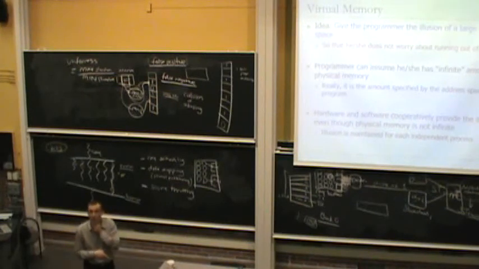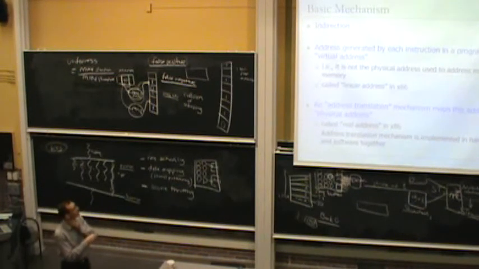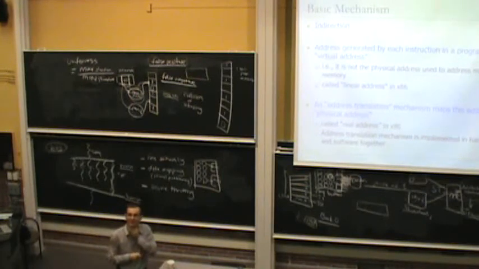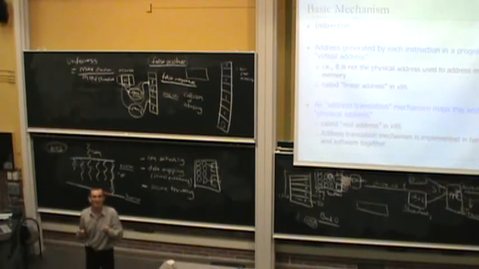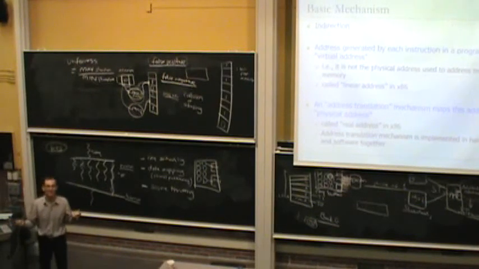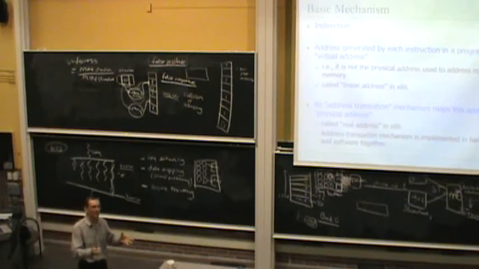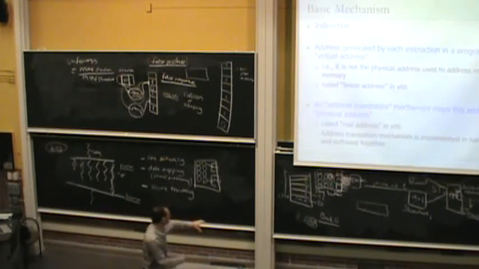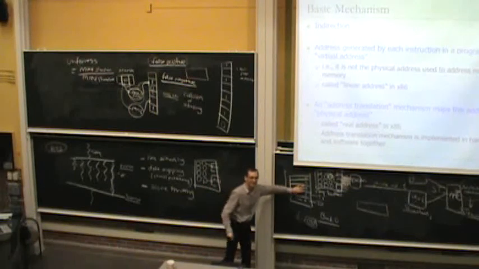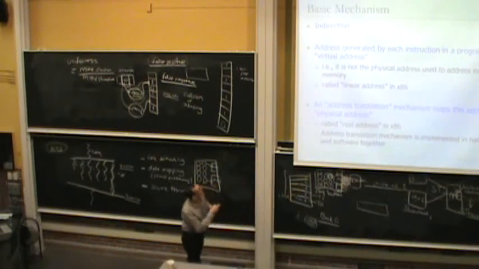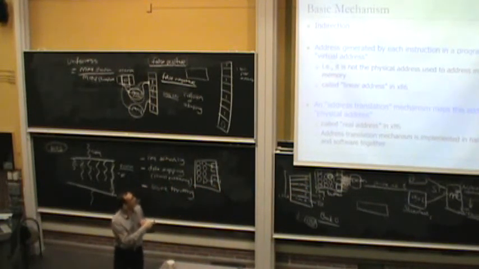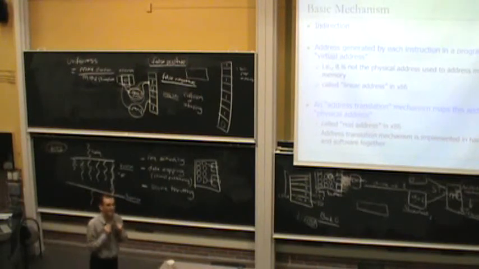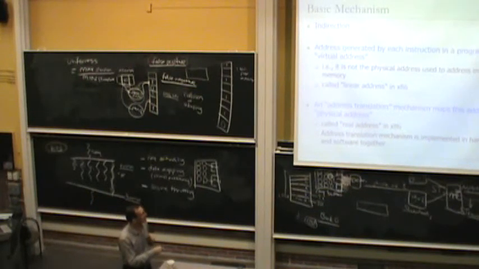That's the idea. So how do you actually do this? The basic mechanism is simple. It's indirection, basically. So what does that mean? The address generated by each instruction is not a real address. It's not a physical address. It doesn't mean anything from the perspective of all those structures that we just talked about. It doesn't mean anything for this bank, right? That address is what's called a virtual address. It's called the linear address in x86. And there's an address translation mechanism that maps this address to a physical address.